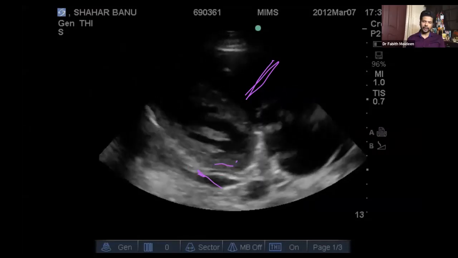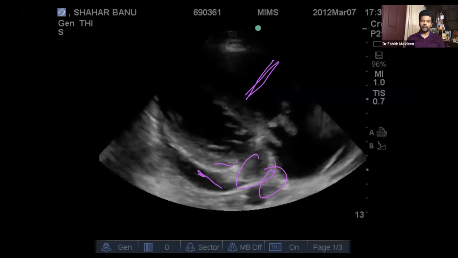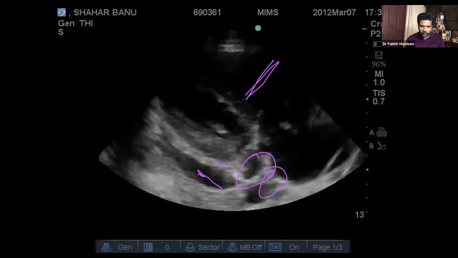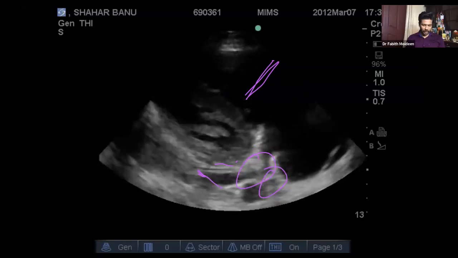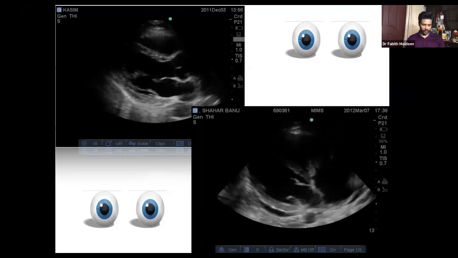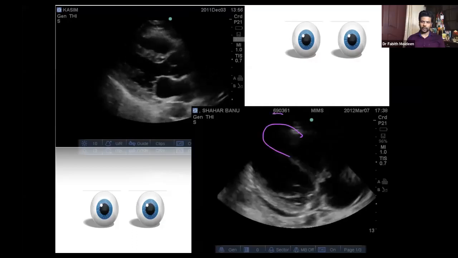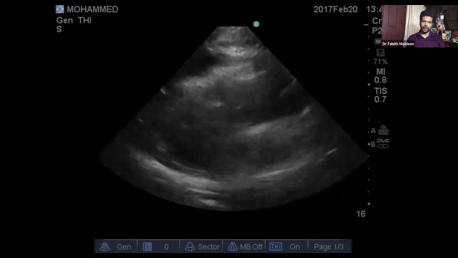You can't see the LA. The LA is there, right there. Okay, and then you can't see the aorta properly in this view, but you can definitely say that RV is dilated. Okay, good. So this is the RV we are talking about. Okay. Now the next thing is same thing, eyeballing.